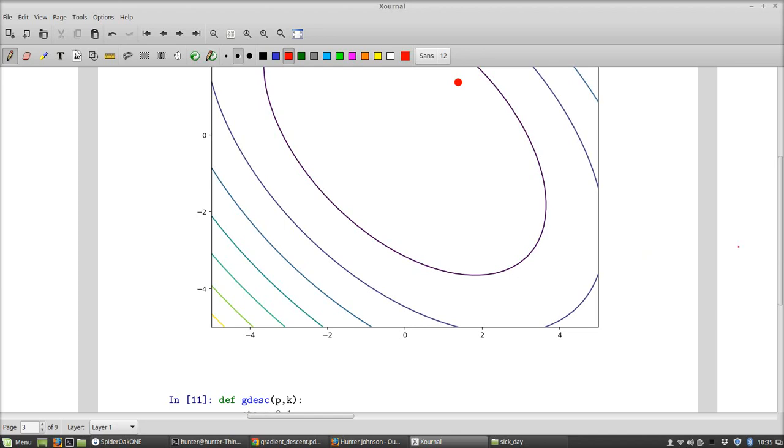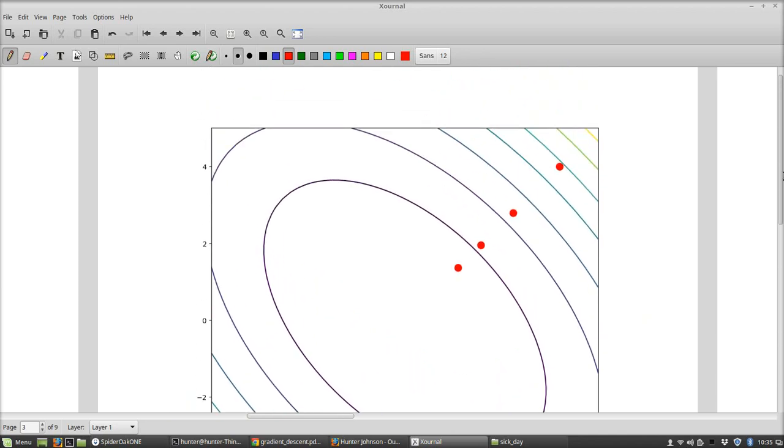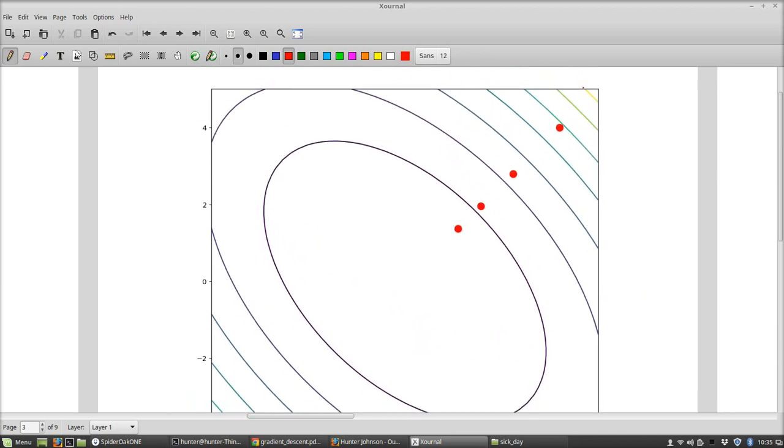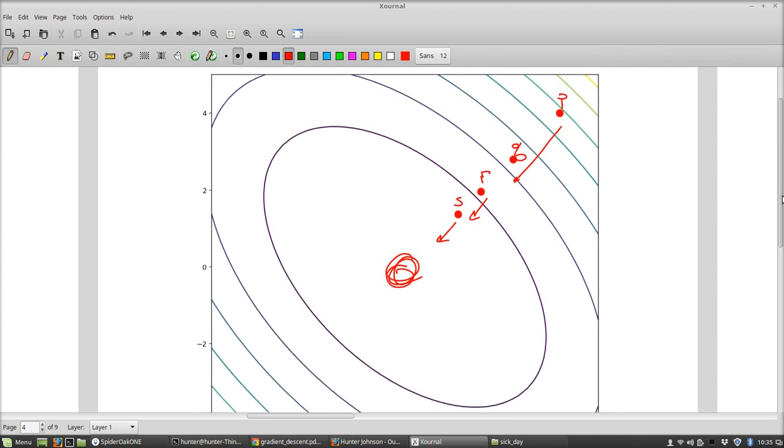And now let's look at a picture of what's happening. So this is p, and then I forgot the order that they came in. P, Q, R, S, or something like that. So you can see that they're looking for the bottom of the bowl, and they're moving there. It's steeper here, so this was a larger leap initially, and now it's slowing down because the magnitude of the gradient is less there because it's more flat.